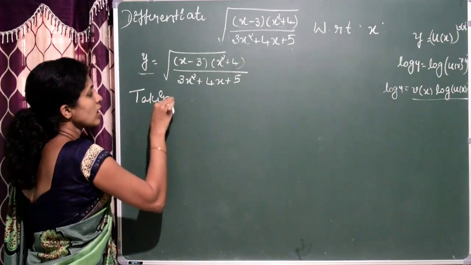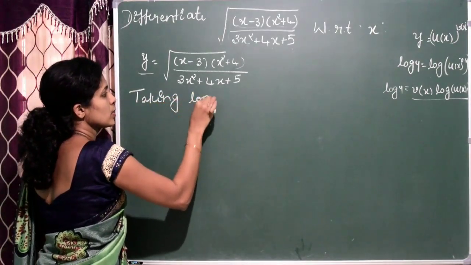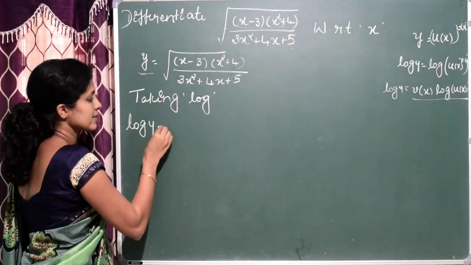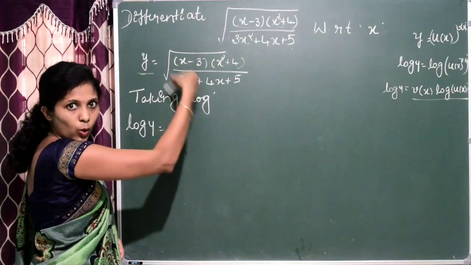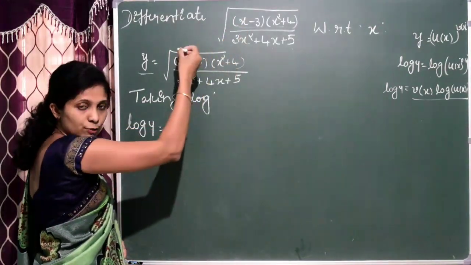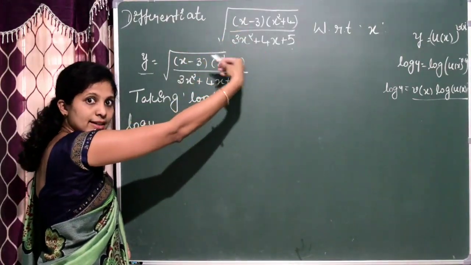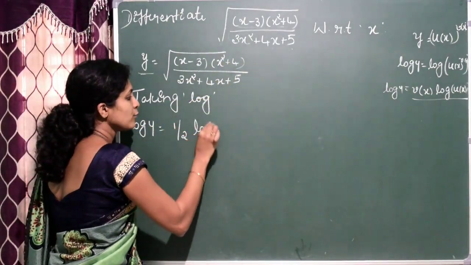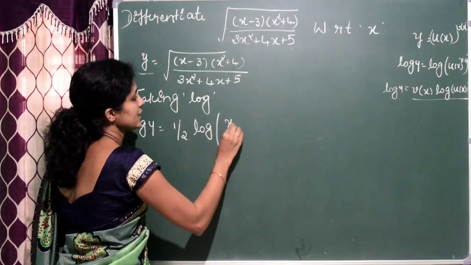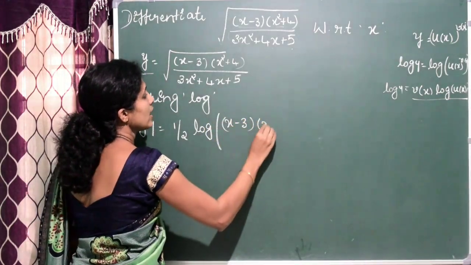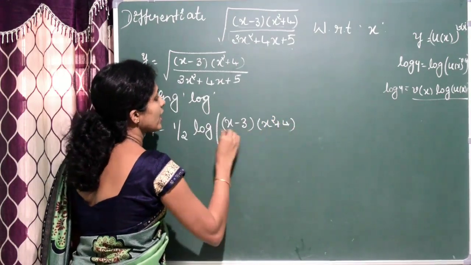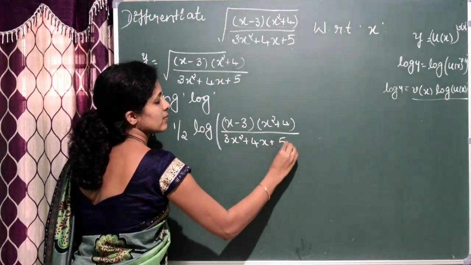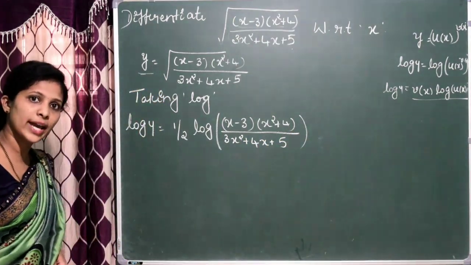Taking log on both sides, so this will be now log y. Is it clear? Directly I will write here. Square root means whole to the power 1 by 2, so this is of the form log m to the power n. Log m to the power n will be n log m. So I can write 1 by 2 log of (x minus 3)(x square plus 4) divided by (3x square plus 4x plus 5), since log m to the power n is equal to n log m.